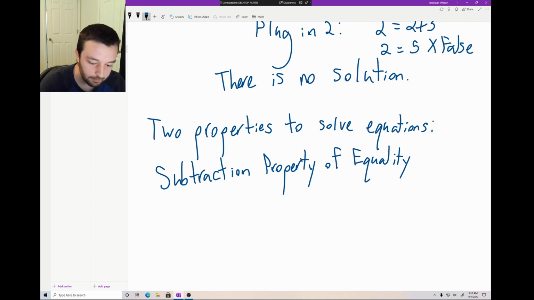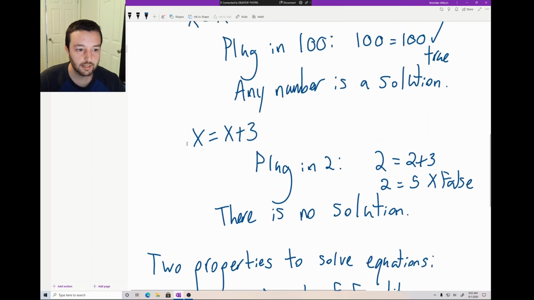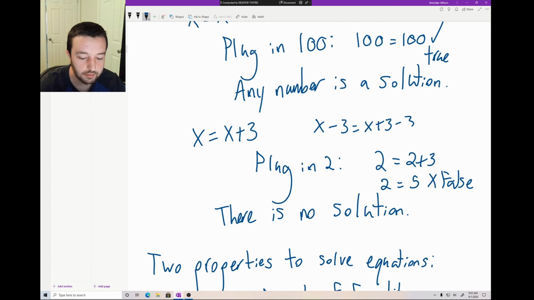Okay. In plain English, this says that if you have an equation, you can subtract any number from both sides as long as it's the same number, right? So if you have an equation like x equals x plus 3, you can subtract 3 from both sides and have x minus 3 equals x plus 3 minus 3. Okay, and that's a perfectly valid thing to do. Let's write the definition first and look at an easier example than that.